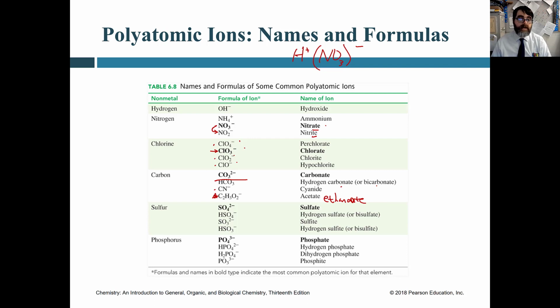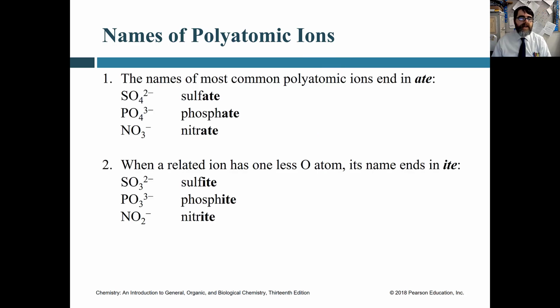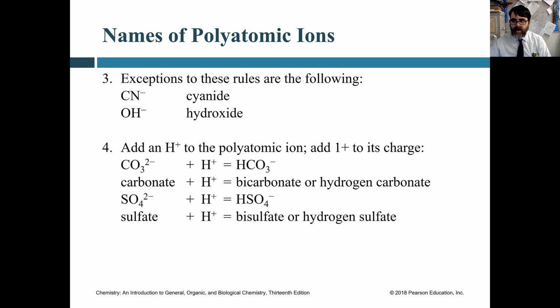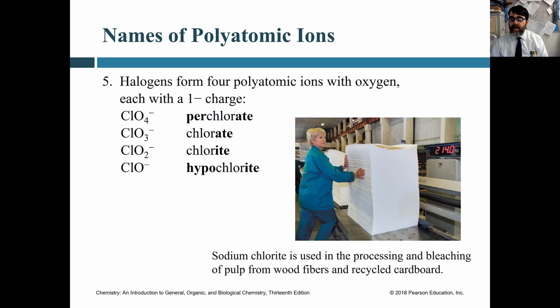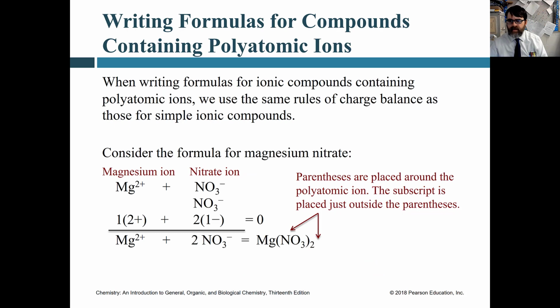You have it here in your notes, you have it in your textbook, you need to know it. As I said, the common ones end in ate. The ites have 1 fewer O. There are exceptions, which are these 2 major ones here, and then sometimes there's a hydrogen in there, and when we add a hydrogen, it's called bi, whatever the polyatomic ion name was, or hydrogen, and whatever the polyatomic ion name was. And so either one of those works. And then it mentions here that the halogens all form these. They're not the only ones that form them, but you can see the per-ates, the ates, the ites, and the hypo-ites here.